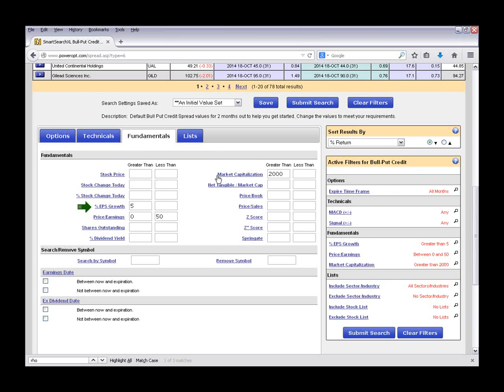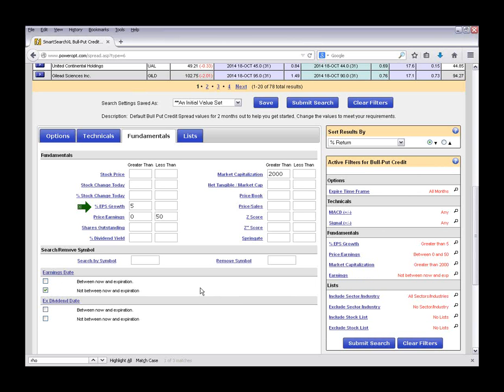All right. Now, anything else I might look at here? Absolutely. My risk in a credit spread is if the stock drops below the lower strike price in a bull put, or goes above the higher strike price in a bear call. And of course, reverse for the debit spreads where you're going in the money. But in this case, if I don't want any surprises, I'm going to make sure that here in the Fundamentals tab, I'm going to avoid stocks that have an earnings date between now and expiration.